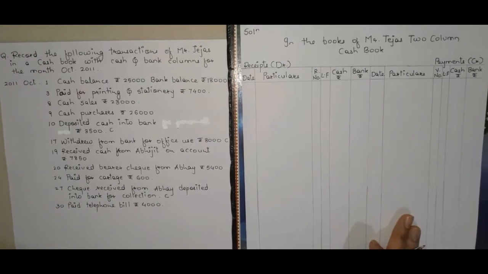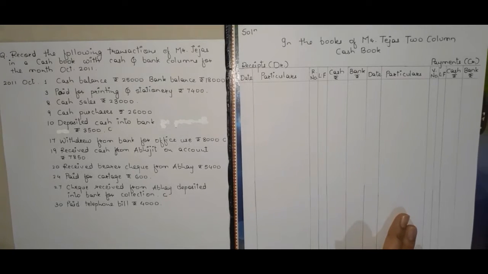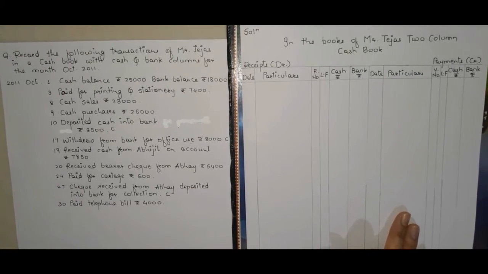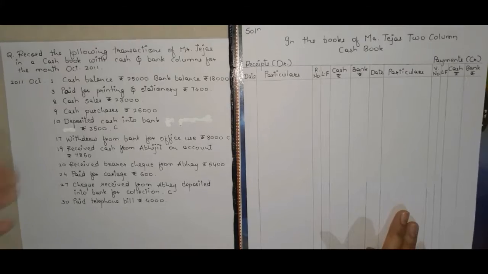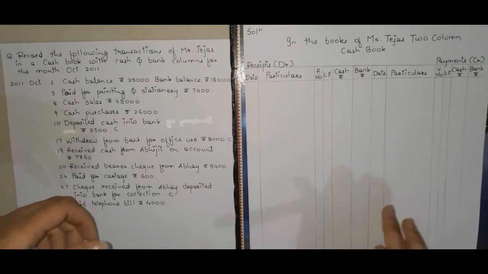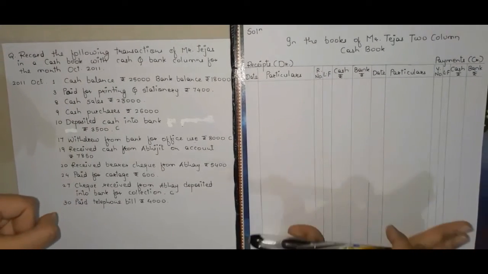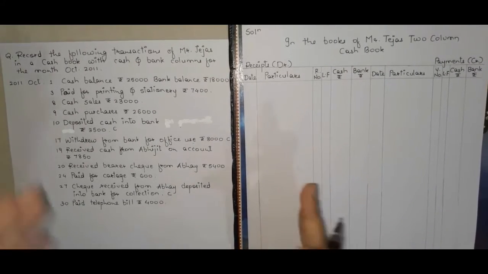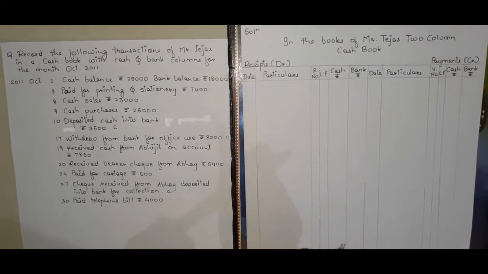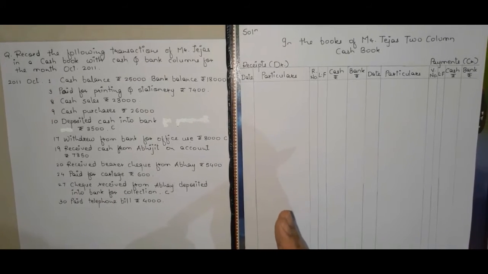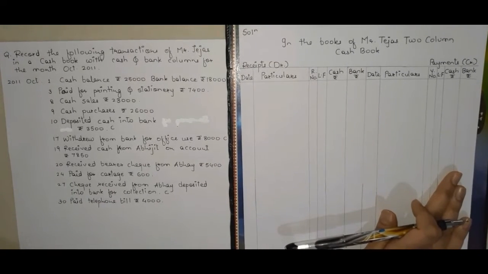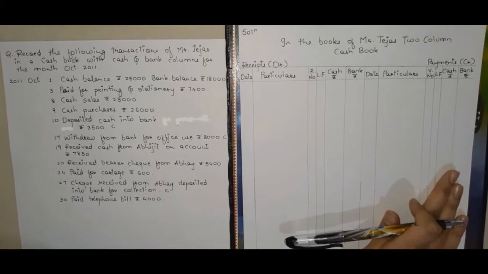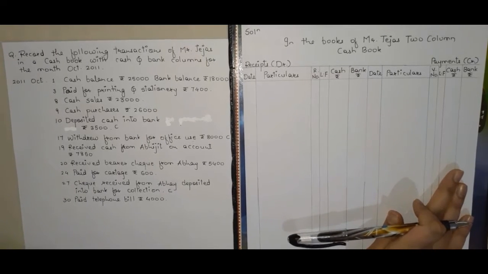So this is the format of cash book with bank and cash column. Now we are recording these transactions in Mr. Tejas' cash book, that is a 2-column cash book. So this is the receipt side where we are going to write all the receiving transactions, and this is the payment side where we are going to record all the transactions that we have to pay to the third parties.